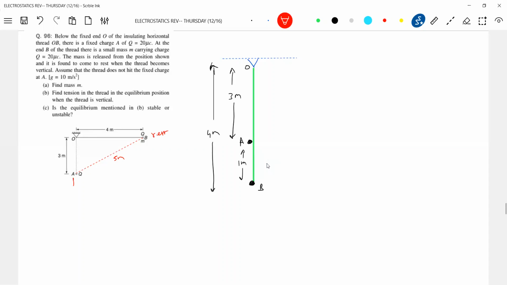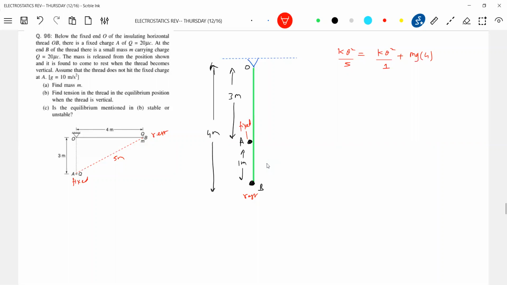This is fixed here. It has come to rest and this is fixed. So there is no kinetic energy involved here. So what all potential energy is there? So this should be equal to K Q square by 5 should be equal to K Q square by 1 plus the decrease in gravitational potential energy, mg into 4.